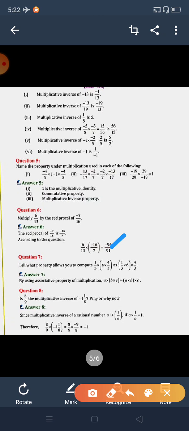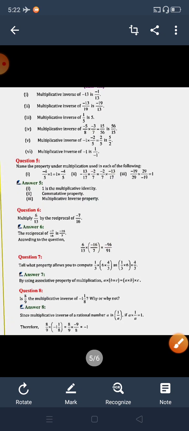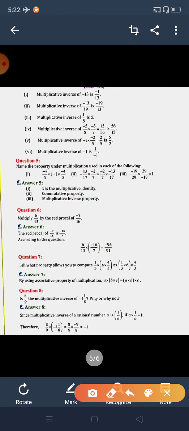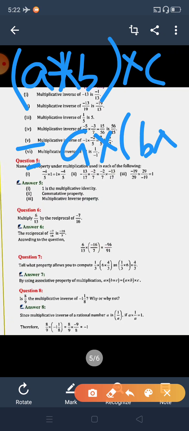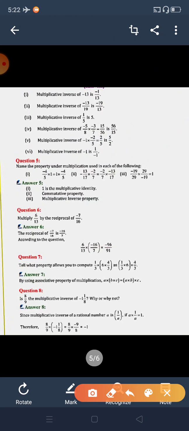Question number 7. Tell what property allows you to commute 1 by 3 multiply 6 multiply 4 by 3. We have studied this in the first part. Which property is this? A multiply B multiply C is equal to A multiply B multiply C. This is nothing but the associative property.